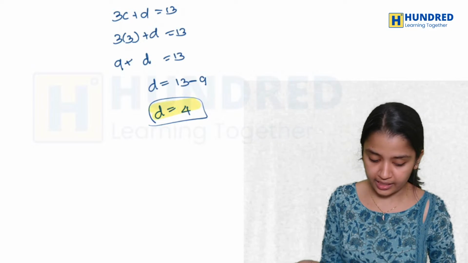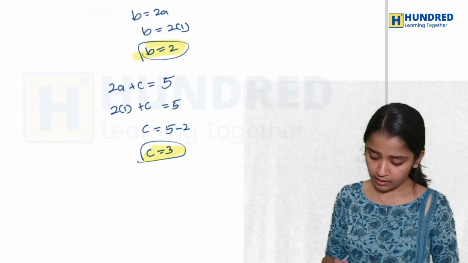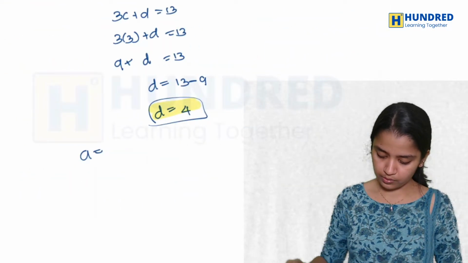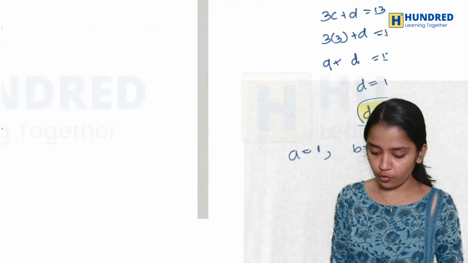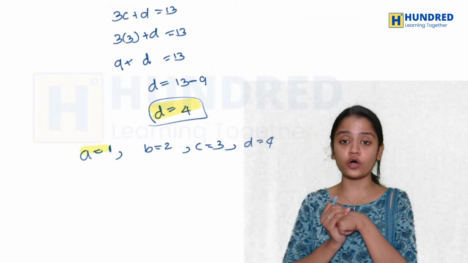Now can I label? My A is equal to 1, B is equal to 2, C is equal to 3 and D is equal to 4. So I have got the answer for these things.